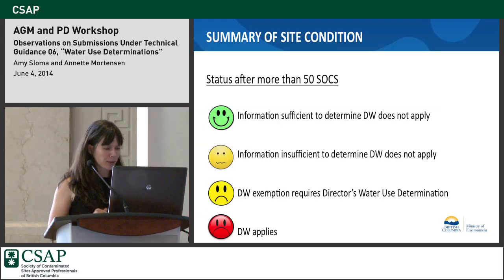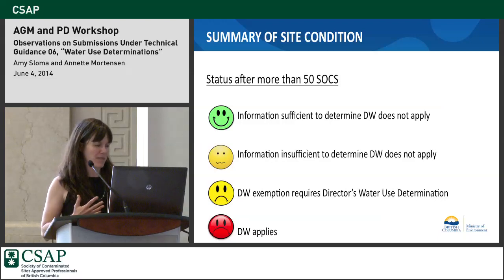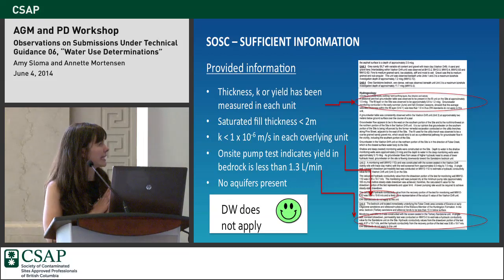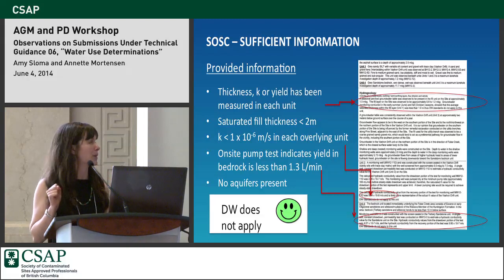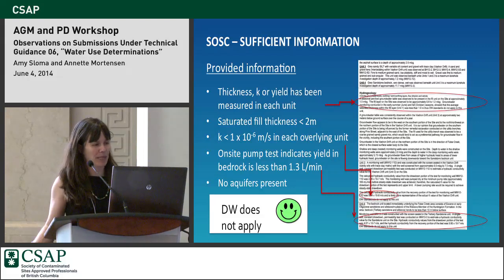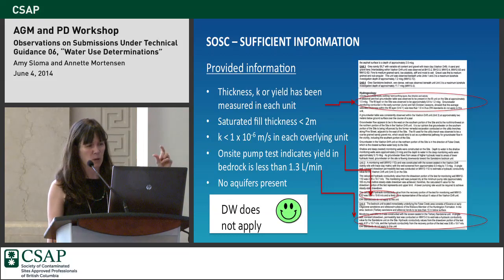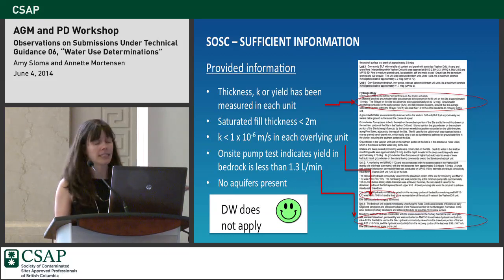So rather than working through scenarios that may or may not exist, we thought we would just show what we've seen so far. So this is the one that got me really excited and happy. I received this one, I think, at the end of October, beginning of November, and I said to Dave, this is excellent. This is everything I want to see, because they've outlined all the information that we want to see. So if you noticed when Annette was showing that section 4.2, hydrogeology section has about 4 lines, and this person clearly used much more than 4 lines to explain why DW does not apply here.